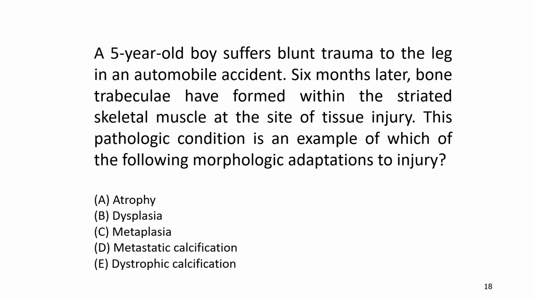A 5-year-old boy suffers blunt trauma to the leg in an automobile accident. 6 months later, bone trabeculae have formed within the striated skeletal muscle at the site of tissue injury. This pathologic condition is an example of which of the following morphological adaptations to injury? This would be metaplasia, because they don't talk anything about cancer. There's not all of a sudden cancer forming in the skeletal muscle. It's just the bone tissue has now formed within the striated skeletal muscle. That is an example of metaplasia.